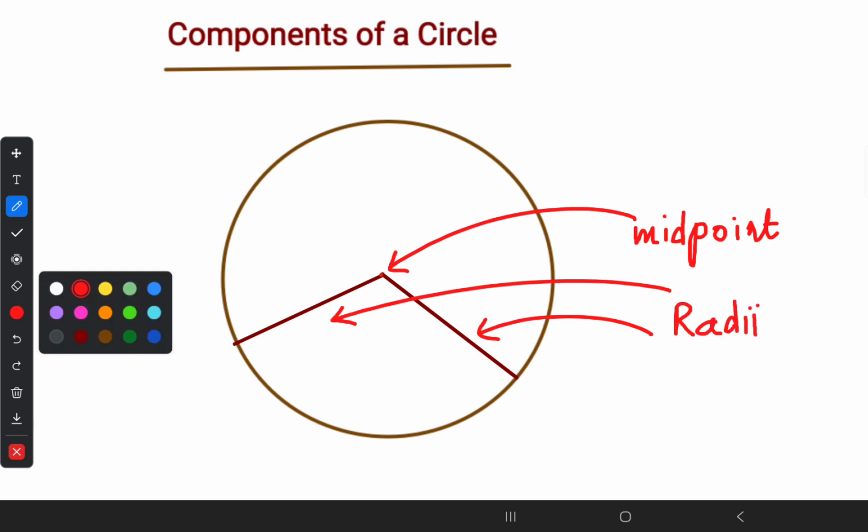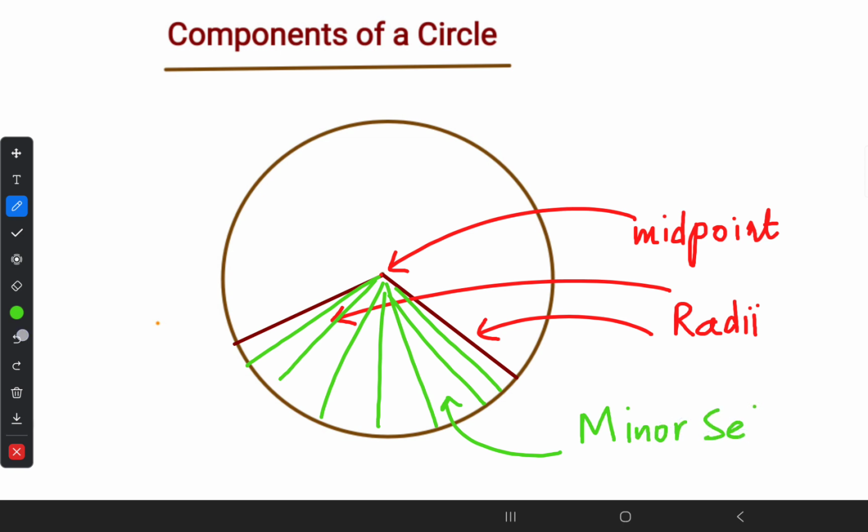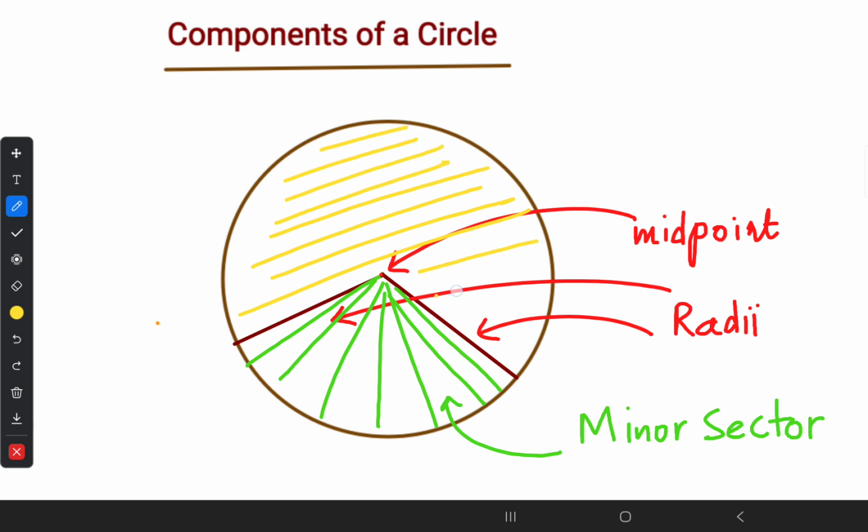So the radii will truncate the total area. This small area is defined as minor sector. And the large area would be our major sector. I will use a contrast color, so this yellow color. This region would be our major sector.